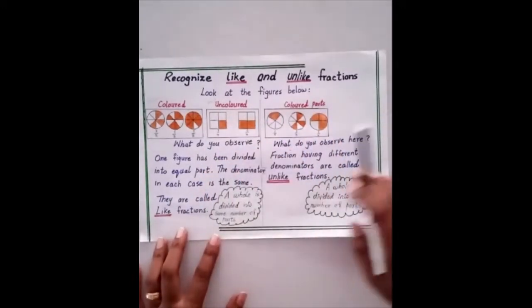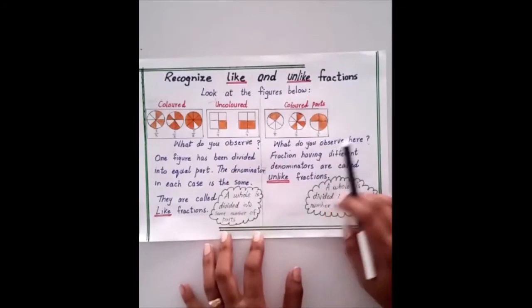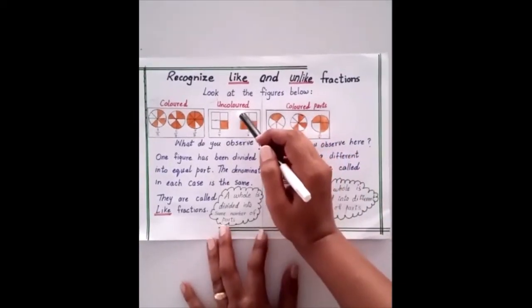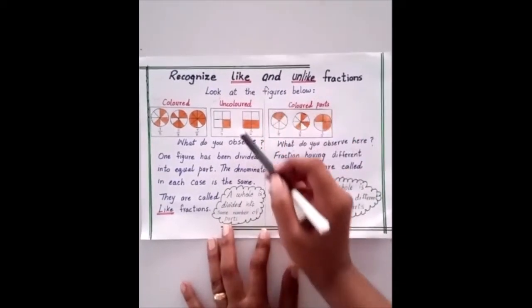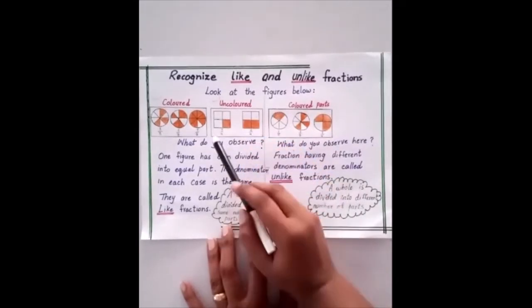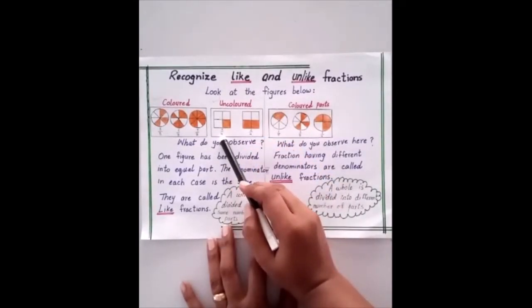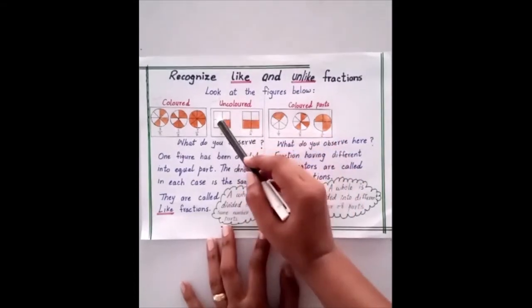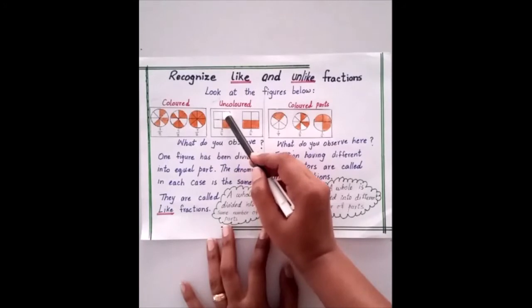Over here we will count uncolored portions. How many total portions are here, students? 1, 2, 3, 4. 4 are the total portions. And how many portions are uncolored? We will count uncolored portions: 1, 2 and 3. 3 upon 4.